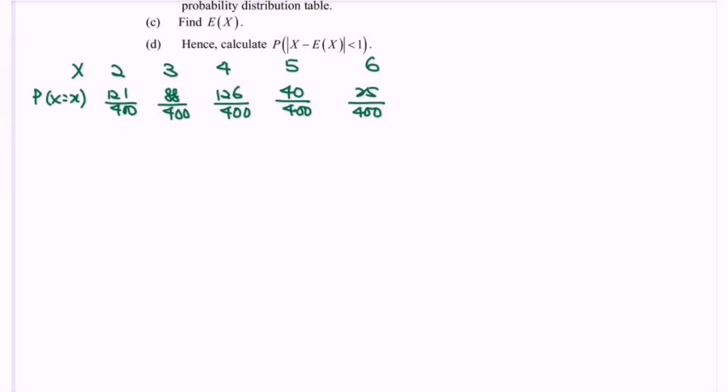Kindly refer to question D. Hence, calculate the probability. We have the modulus of X minus E(X), which is 3.4.